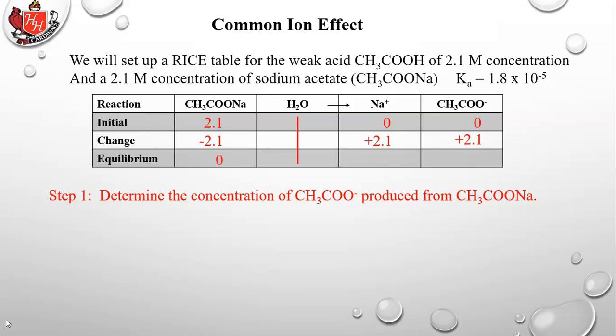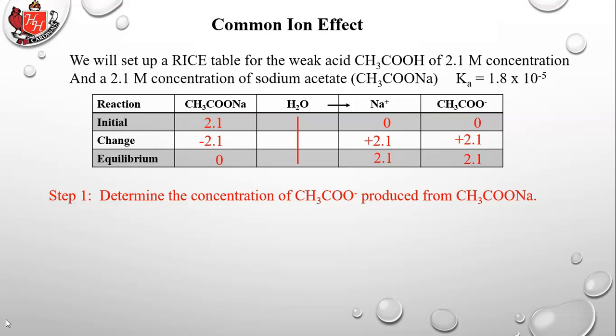At the end of this reaction, we have no more sodium acetate. It's all gone. We have a bunch of sodium ions. Again, we don't care about those. Those are irrelevant to this entire reaction. But what is relevant is that we end up with 2.1 molar of acetate ions. That's the common ion with acetic acid. Now we're going to go on and set up a second RICE table.